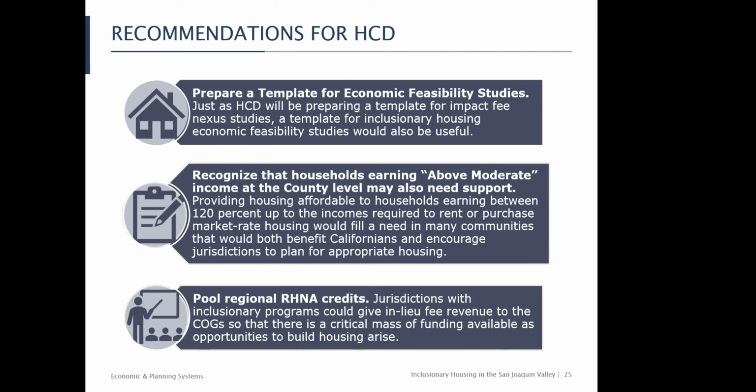And then finally, for small jurisdictions that are intrigued by inclusionary but worried about administrative capacity, some sort of program that really allows jurisdictions to participate in a regional or sub-regional program and pool resources and RHNA credits would be interesting to explore. And then pooling administrative capacity is a corollary to that.